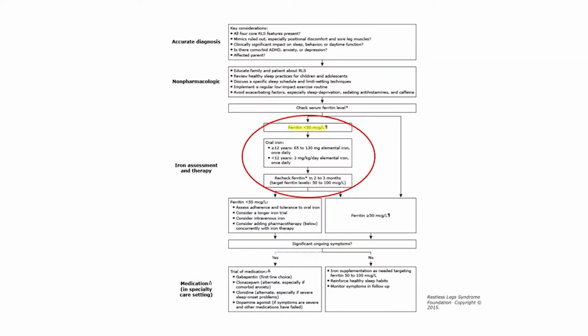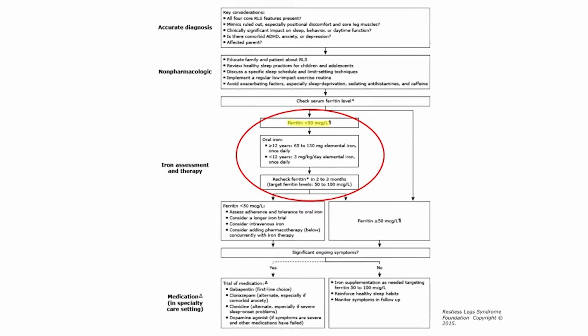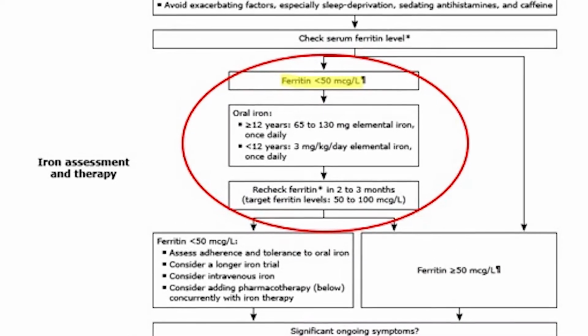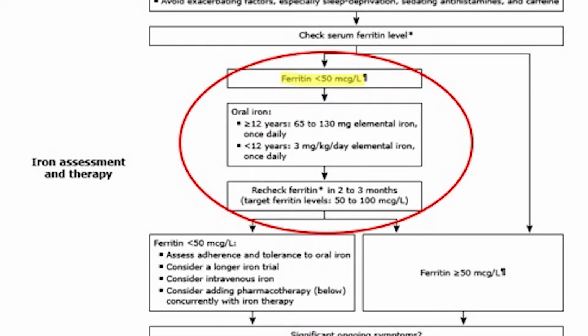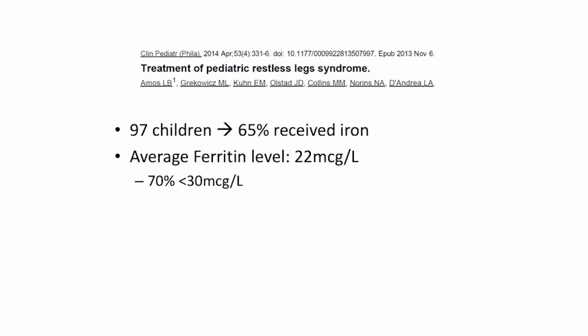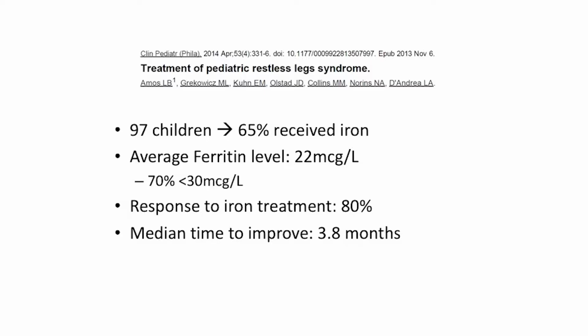So this is just a copy-paste from UpToDate, just to give you the impression of ferritin. Ferritin less than 50 is abnormal. Doesn't matter what the lab tells you. A recent study that looked at treatment of restless leg syndrome, 97 kids participated in it. Average ferritin level in all those symptomatic kids was 22. 70% of them had less than 30. Response to treatment with iron, 80%. The mean time to see an improvement, 4 months.